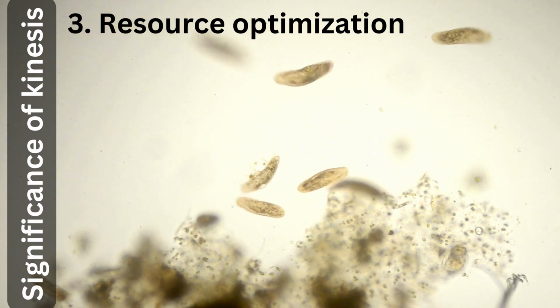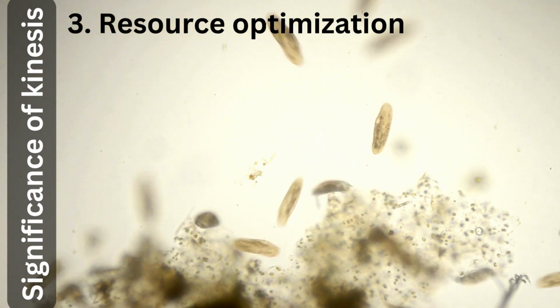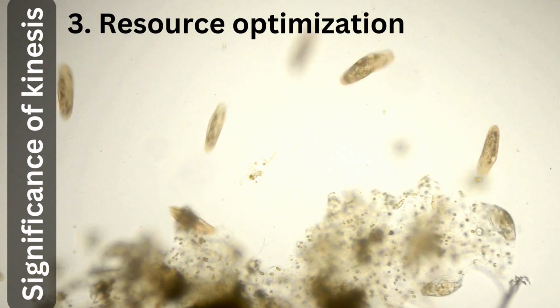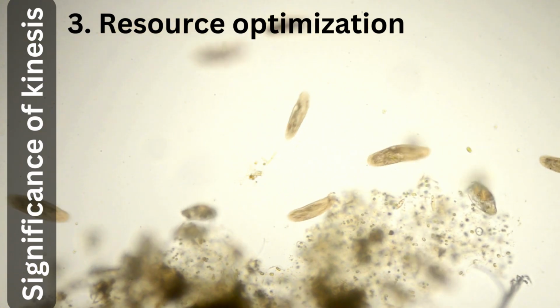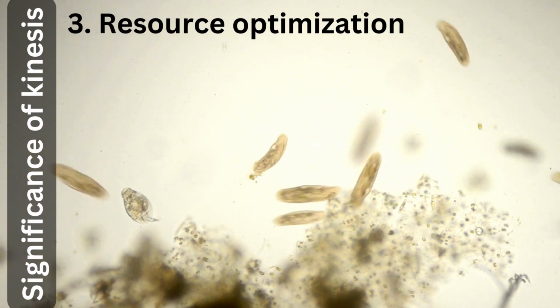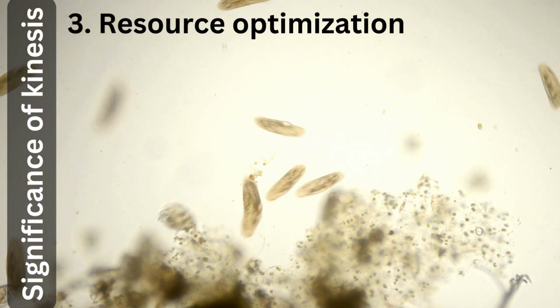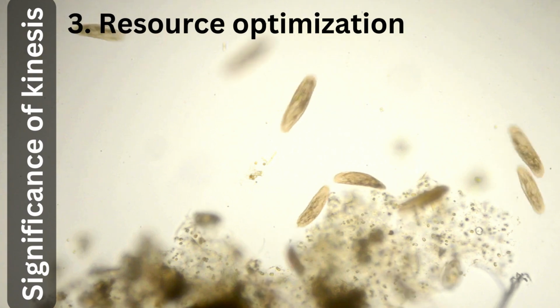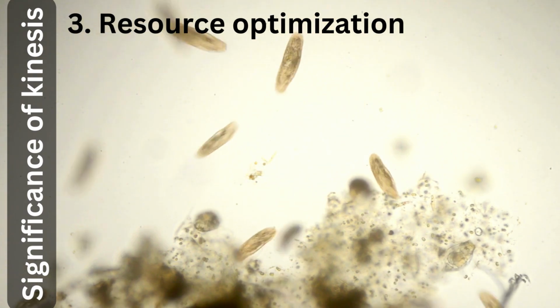3. Resource optimization. Organisms can conserve energy by slowing down in optimal conditions. Paramecium moves more slowly in darker environments, allowing it to stay in its preferred low-light conditions while minimizing energy expenditure.